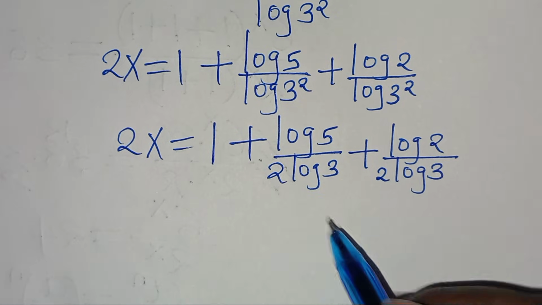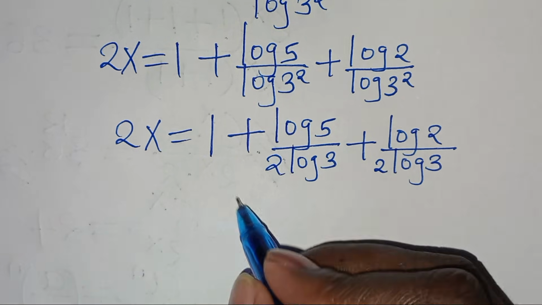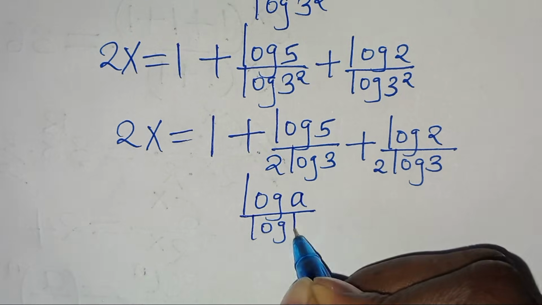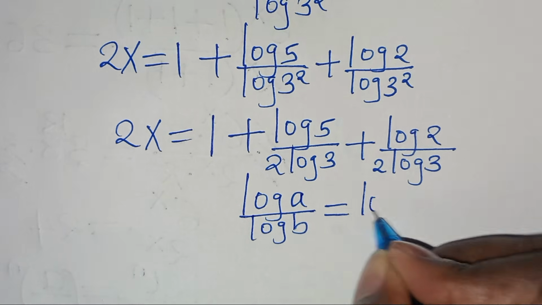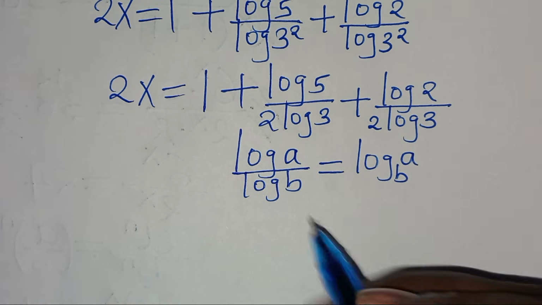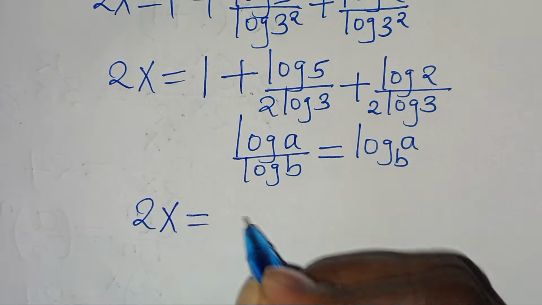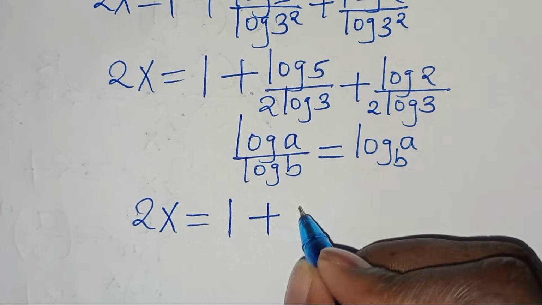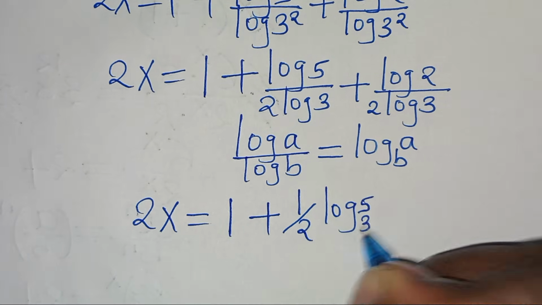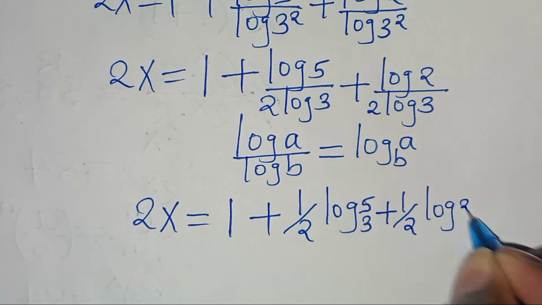Now, we have log 5 over log 3 and log 2 over log 3. This is in the form of log a divided by log b, which we can express as log a to base b. Now, applying this logarithm property, we have 2x equal to 1 plus a half log 5 to base 3, then plus a half log 2 to base 3.